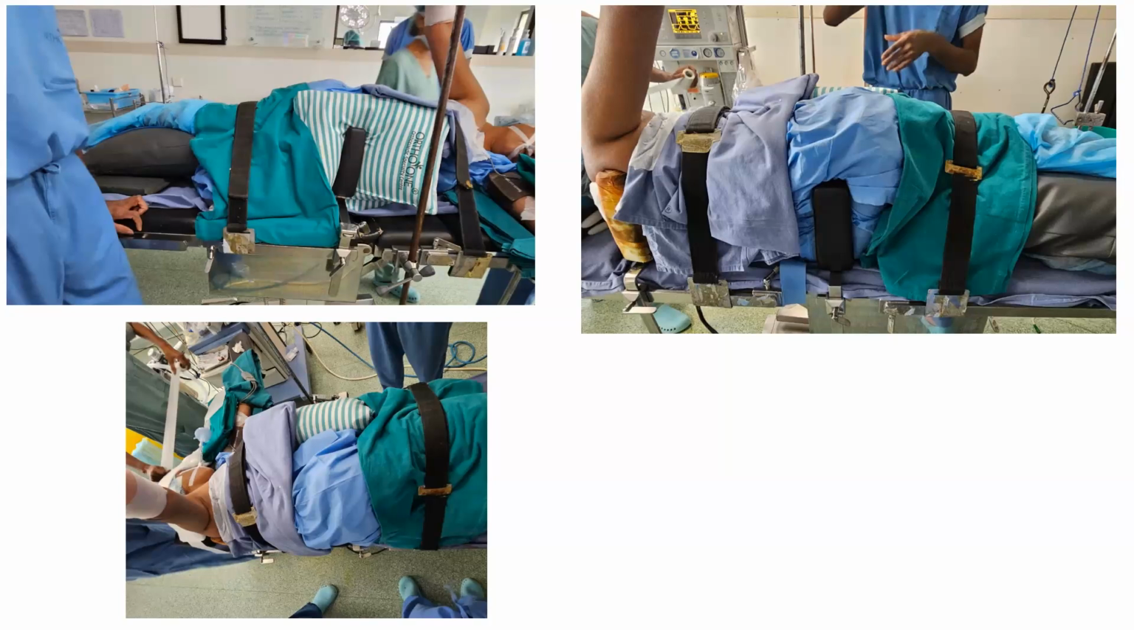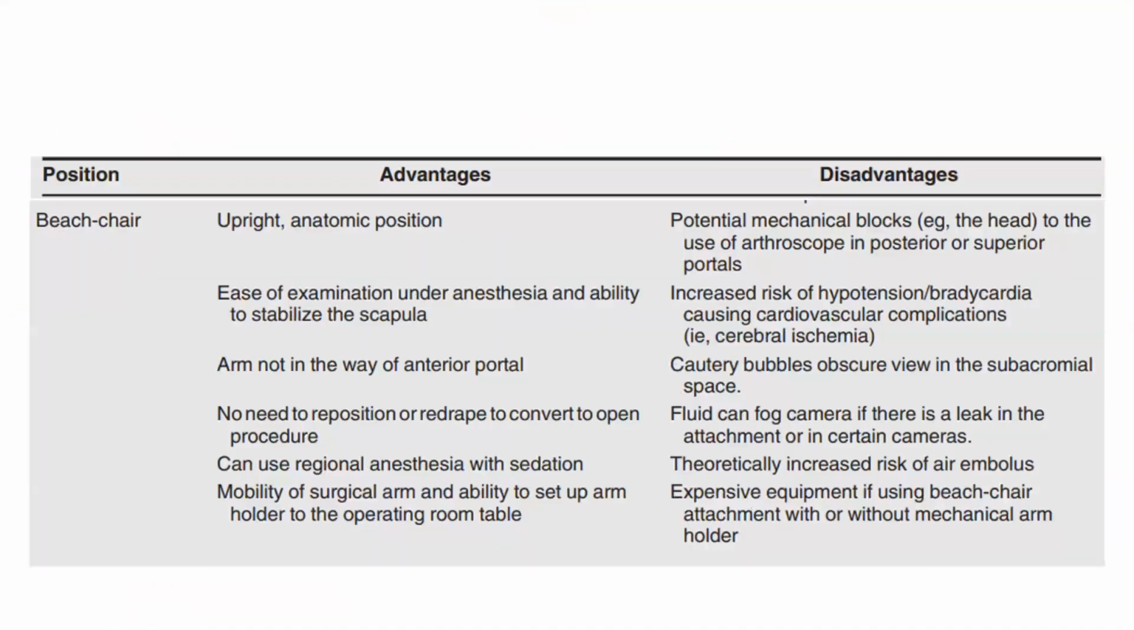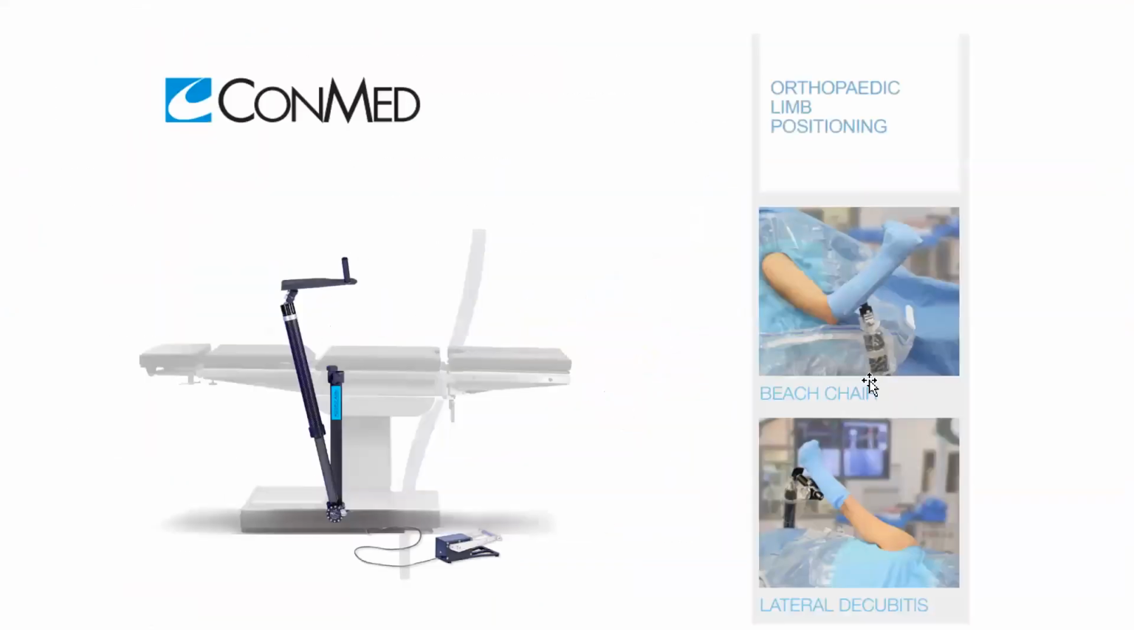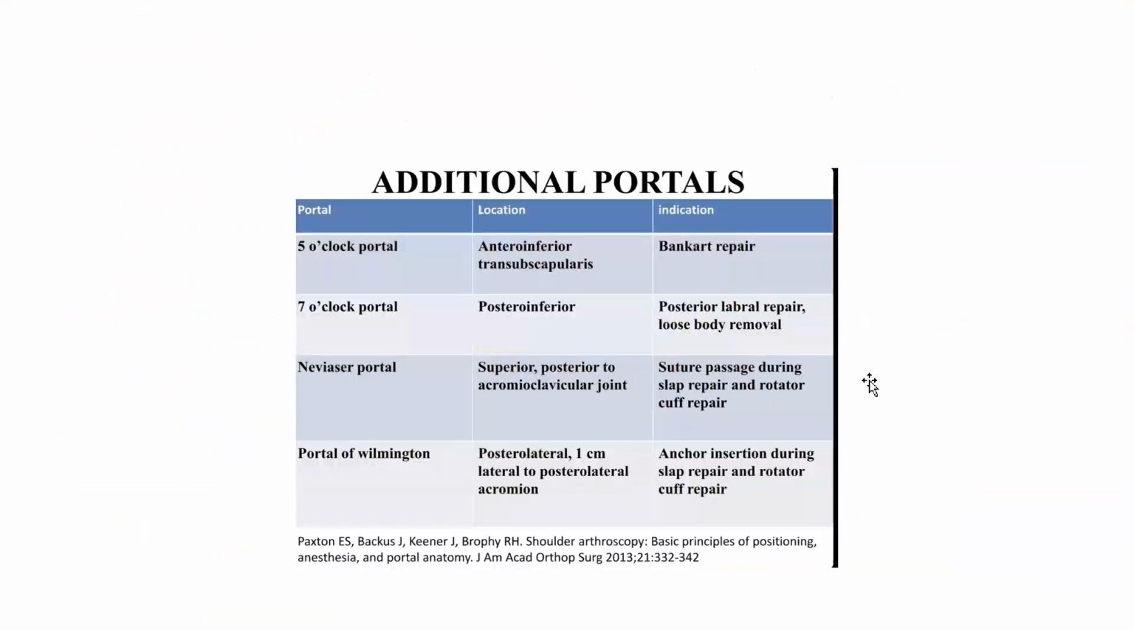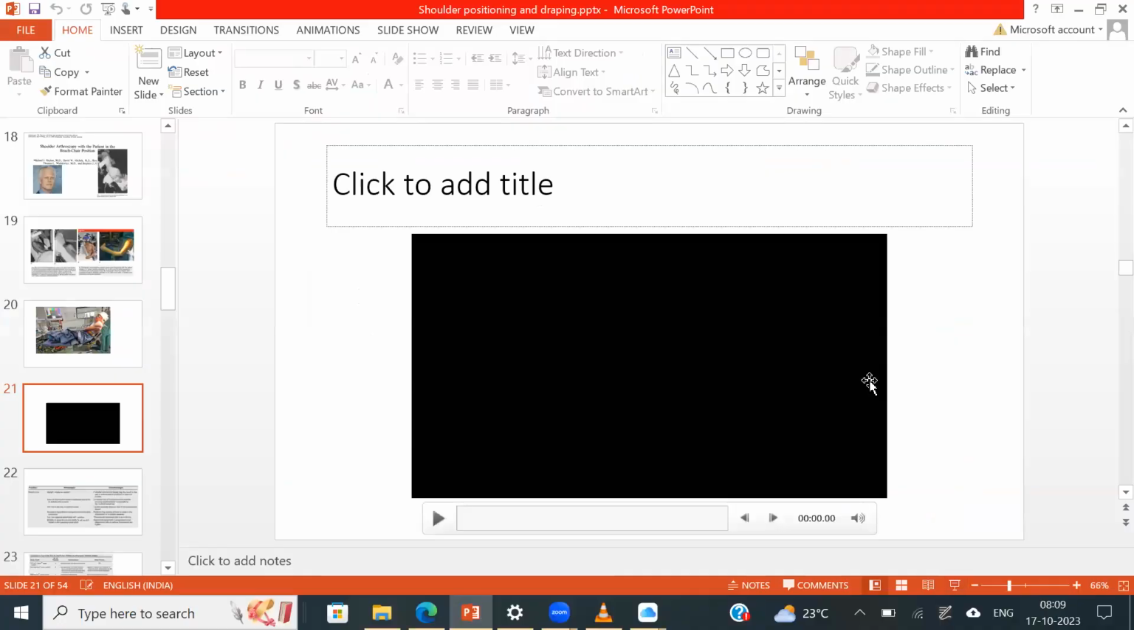So that is good. But I think we are comfortable with our indigenous ones, and the ConMed's limb positioning system is very good for maintaining adequate joint position during the beach chair position. So if you want to practice shoulder surgery, you should be well versed in both the positions. It's not like you have to prefer only one. You should be oriented in both the positions, because sometimes there will be conditions where you have to approach the labrum as well as the cuff in one sitting.